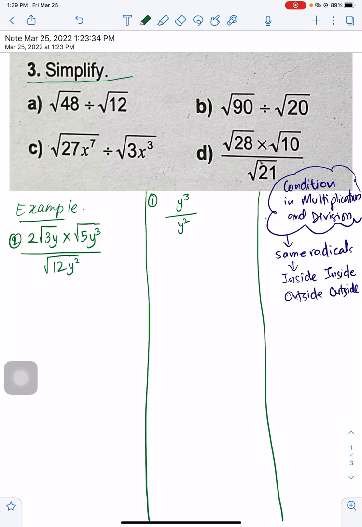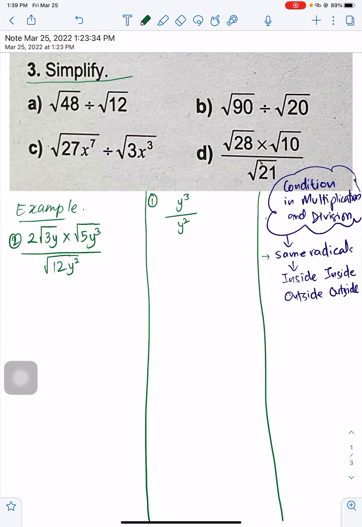Okay, now if the radicals are the same, the next step is you have to operate inside with inside, and outside with outside, meaning the values inside the square root will work with the values inside, then outside. Now you will see how this is working. Okay, now for example number 1 here.